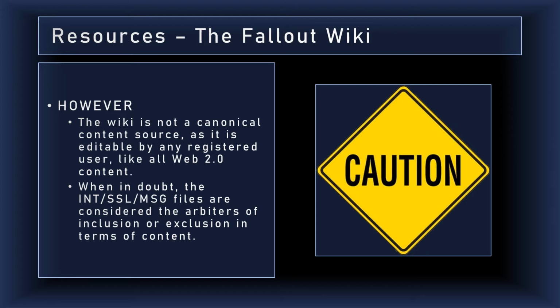something to assuage our concerns that we may be taking a misstep. When in doubt, the int file, which is the non-decompiled script, the SSL, and the .message file are considered the arbiters of inclusion or exclusion in terms of content. Now, there are some variations here. Of course, if you talk to Austin, he may have an idea or two about something that we could theoretically change that would still be canon.